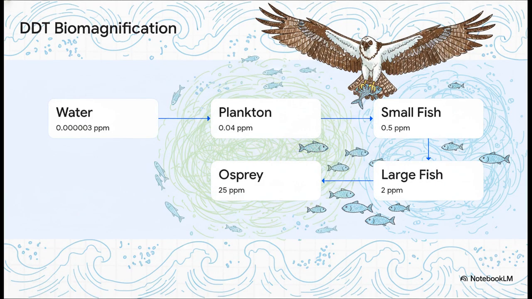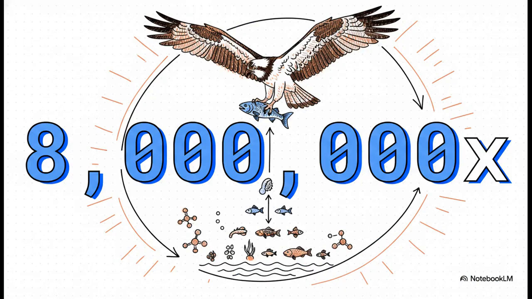Tracing this classic historical example from Long Island Sound in the 1960s, we can see exactly how this builds up. We start with water containing DDT at just 3 parts per trillion. I mean, that is almost nothing. But then, plankton absorb it, increasing the concentration to 0.04 parts per million. Small fish eat lots of plankton, bumping it up to 0.5. Then large fish eat the small fish, hitting 2 parts per million. And finally, the osprey, the top predator, eats the large fish, ending up with a whopping 25 parts per million in its tissue. And this just brilliantly illustrates the terrifying mathematics of biomagnification.